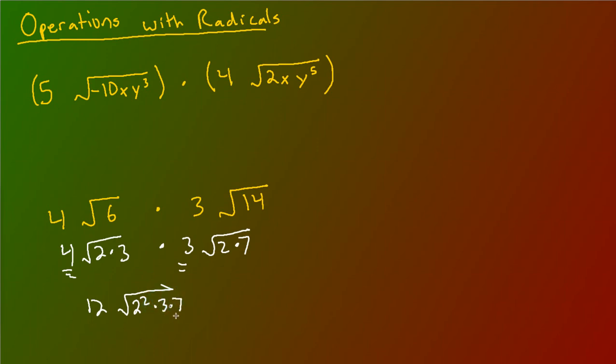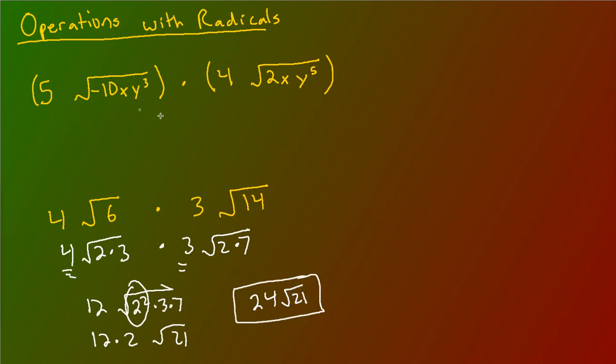And I'm going to go ahead and end up doing the 3 times 7 because those are prime. I can do the square root, so I do it. So I have 12, square root of 2 squared is 2, square root of 21. So I have 24 root 21. That's my answer.